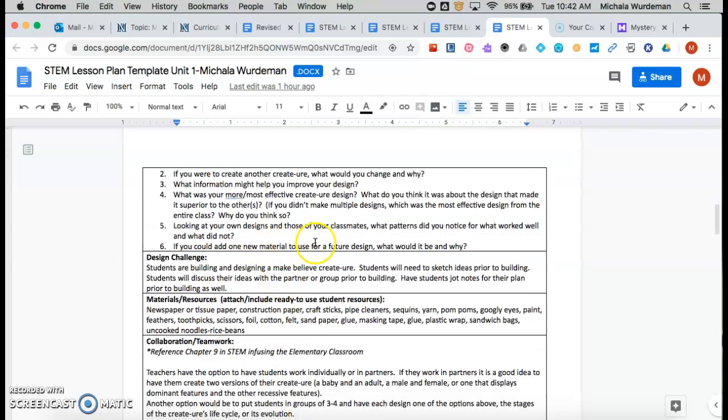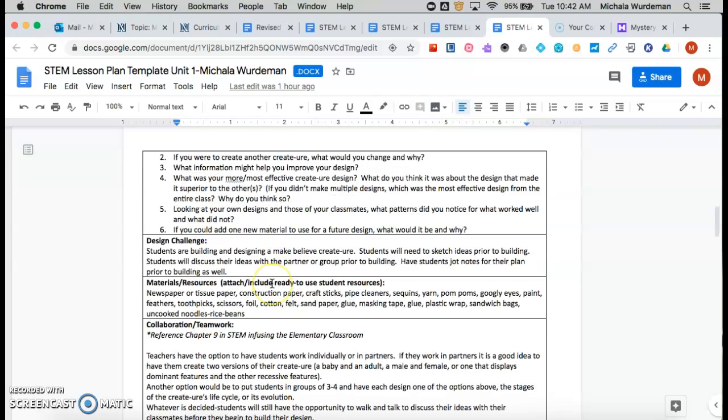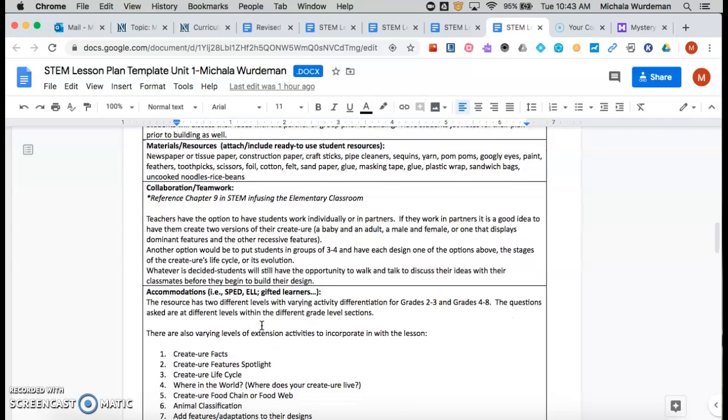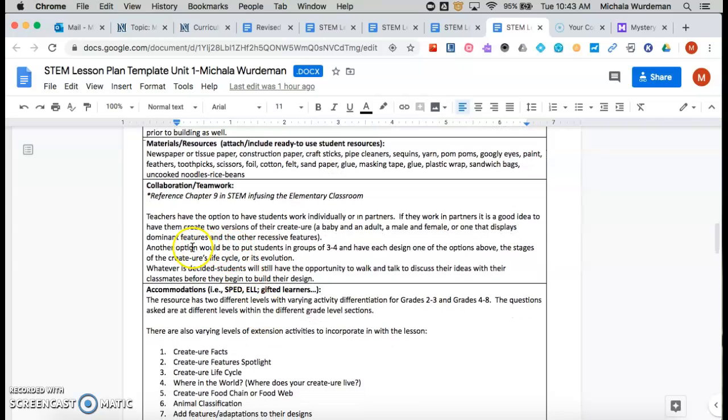Looking at your own designs and those of your classmates, what patterns did you notice for what worked well and what did not? And if you could add a new material for a future design, what would it be? And then obviously their design, they're building their creature. Here's some of the resources. Pretty much anything and everything that you could have in your classroom could be used as a resource for them to build with.